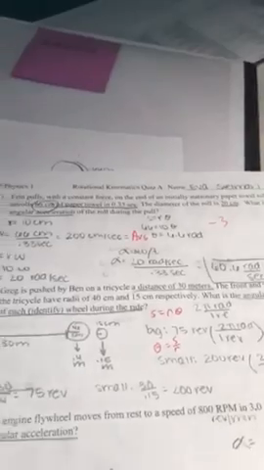So the first question is question A. I realized my mistake is that right here is where I took the average. Instead of taking the average velocity, all I have to do is use the kinematic equation, this one right here, and plug it in.